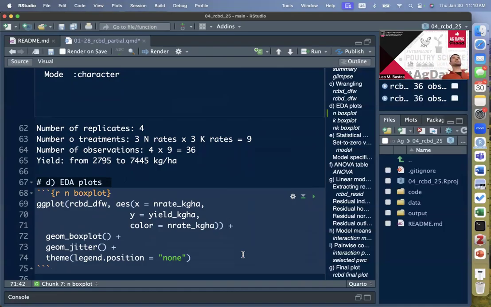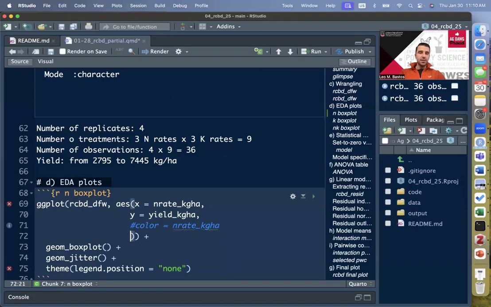So, EDA plots. In this case, we're interested in means. When I'm interested in means, normally I would try to look at a box plot, right? A box plot is going to give you some information on the distribution of the data according to something. For now, I just want to comment off this color and break the line here. The parentheses and the plus continuous is just the color equals nitrogen rates that is not appearing.